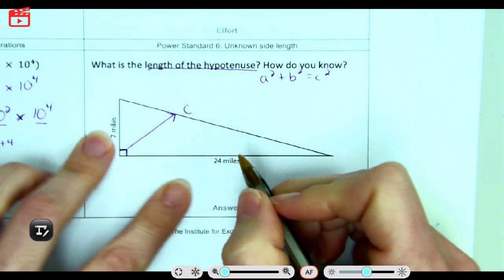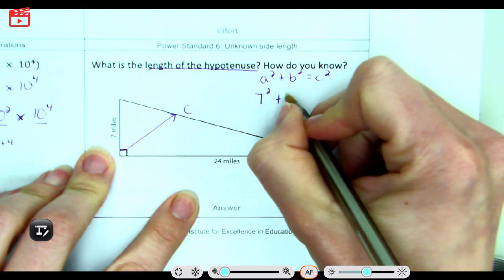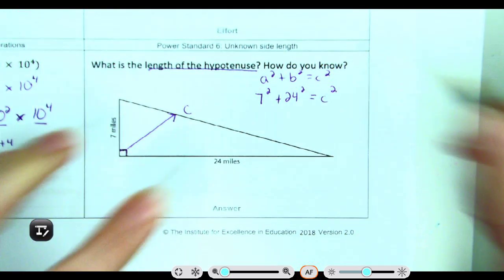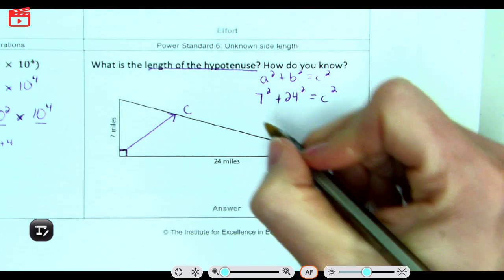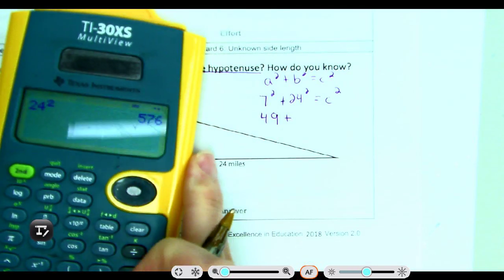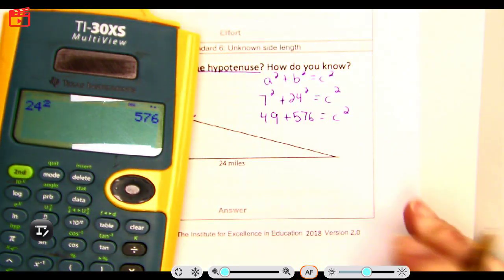So now I'm just going to plug these numbers in for a and b. So I'm going to say 7 squared plus 24 squared is equal to c squared. And just like before, I need to grab a calculator. Seven squared is 7 times 7, which is 49. Plus, if you go 24 squared, that's 576. That's going to equal c squared.